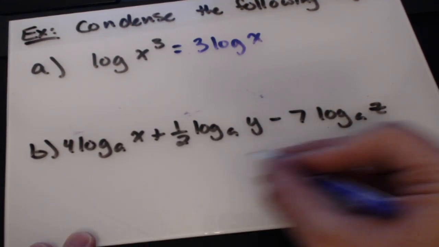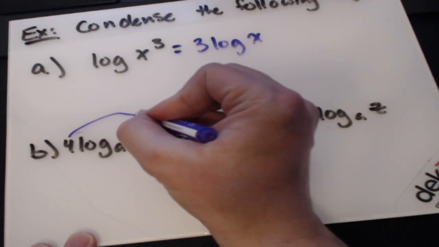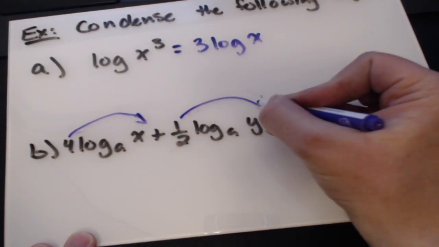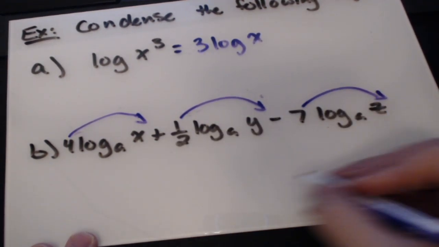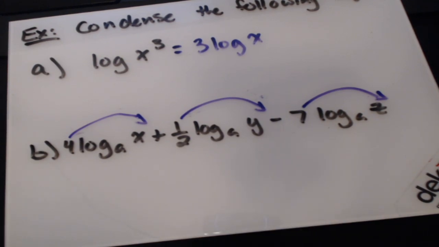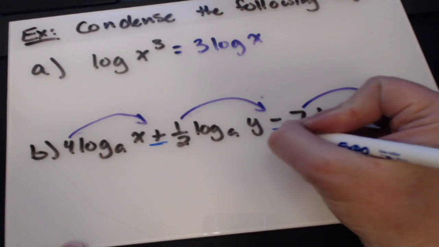Well, since we're condensing the logarithm, we have this all written out. This means we have to work backwards. This 4 needs to come up and be a power. This 1/2 or square root needs to come up and be a power. This 7 needs to come up and be a power. And then you have to pay attention to, I have a plus, and what does plus mean? And I have a minus, and what does minus mean?